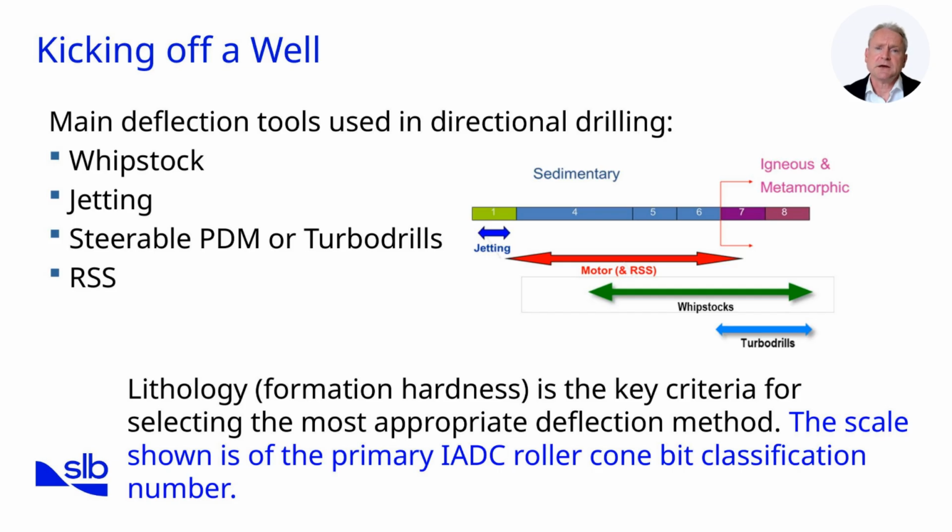Often, when we are kicking off, there is a cement plug in place, and the bottom hole assembly is using this to kick off from. The cement has to be harder than the formation, otherwise the steerable assembly will take the weakest path. Therefore, when the formation becomes really hard, a whipstock has to be used.